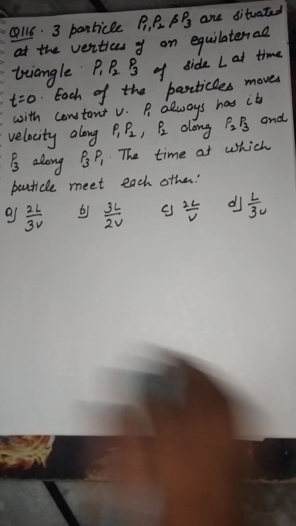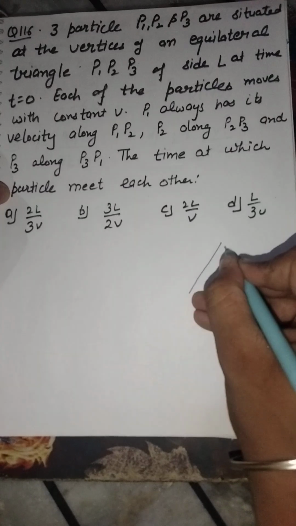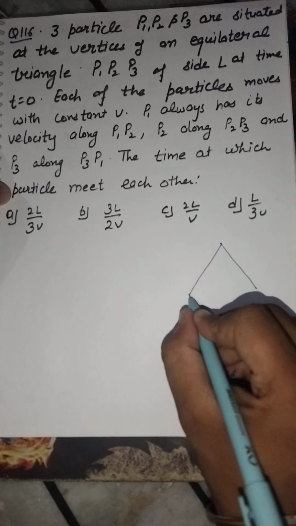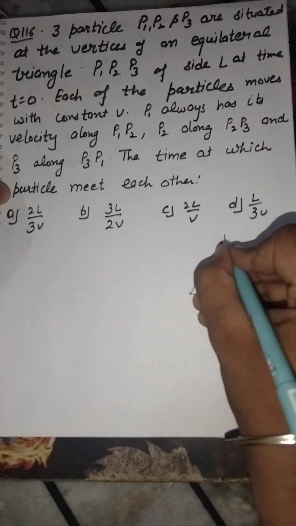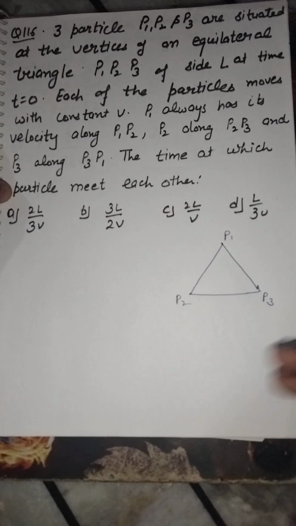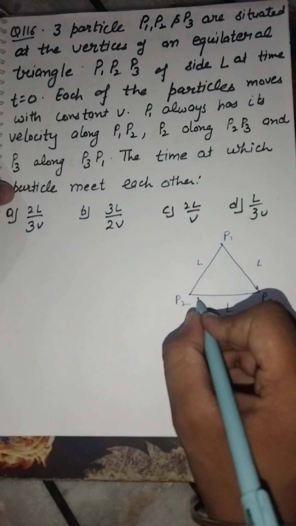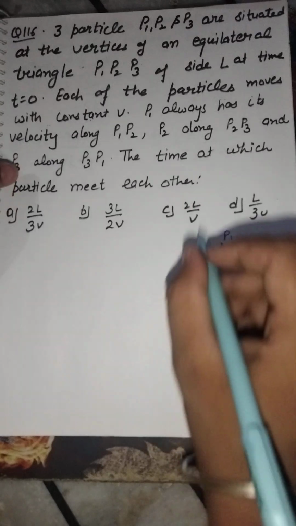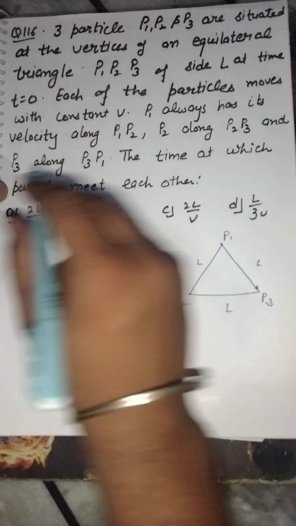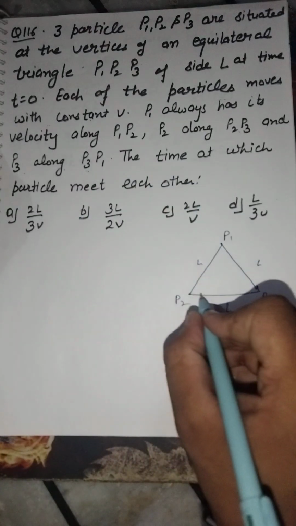Our next question is question number 116. 3 particles P1, P2, P3 are situated at the vertices of an equilateral triangle of side L at time t equal to 0. Each of the particles is moving with velocity v. P1 is moving toward P2, P2 is moving toward P3, and P3 is moving toward P1. Find the time at which the particles meet together.